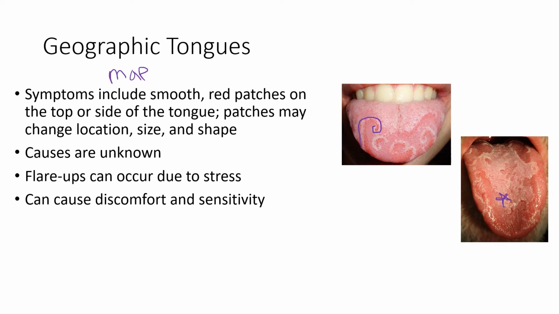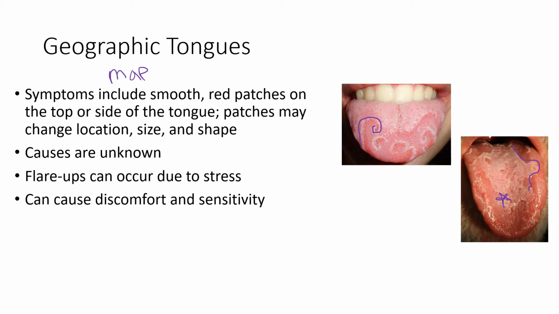A lot of people think that it might be a yeast infection with the way that it looks, but truly it is not. It is just a condition where the pattern on your tongue changes. The causes are unknown, although it might be genetic, perhaps. Flare-ups can occur due to stress.